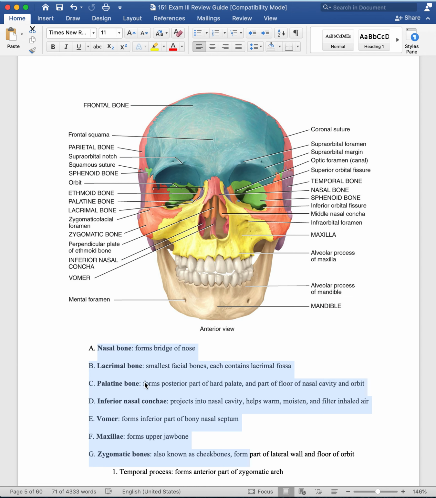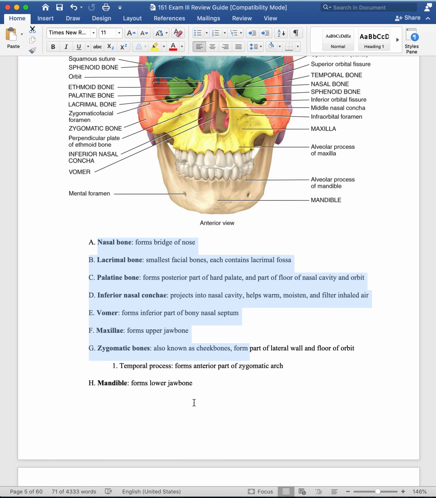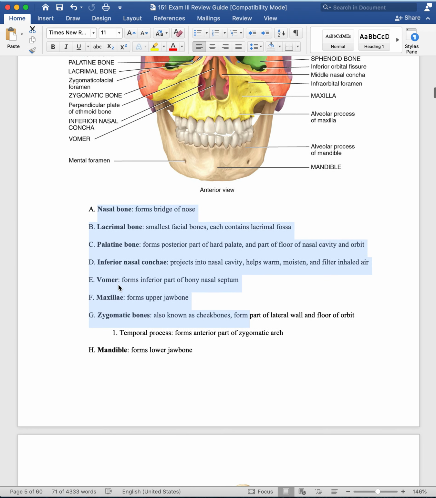So the nasal bone, lacrimal bone, palatine bone, which you can't see, but it's at the hard palate, so it's going to be at the top of the mouth. Inferior nasal concha, vomer, maxilla, zygomatic. So make sure that you know each of these and where they are. Again, this is just a really good region to throw down a bunch of post-it notes and write over top of them until you actually know these bones in and out.